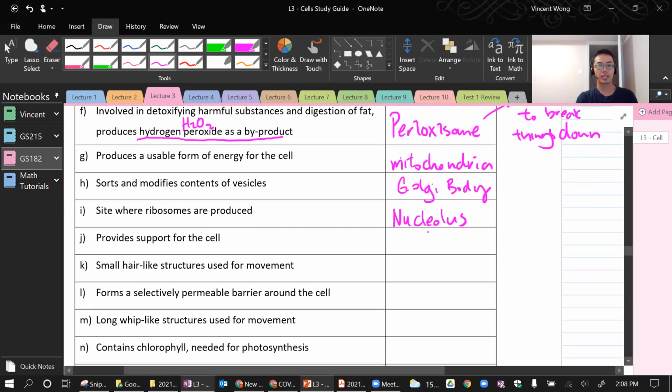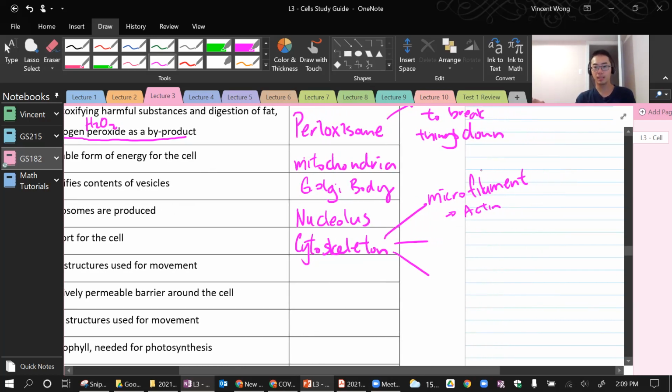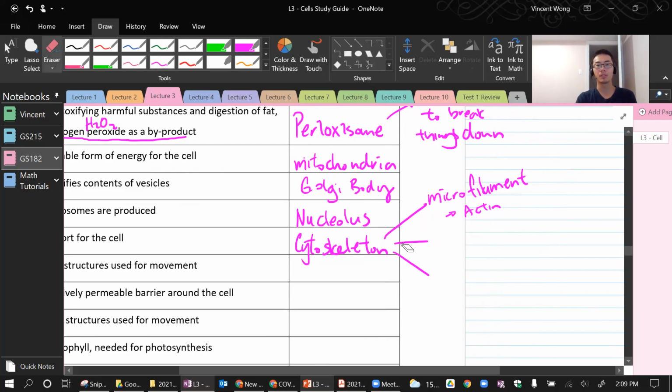Provides support for the cell. This is the cytoskeleton. There are 3 types of cytoskeleton that we talked about. I think it's at the end of the lecture. So there is the microfilament, and it's made up of something called actin, right? So this is used for cell movement. You have a lot of actin in the muscle. Muscle is basically made up of 2 proteins. One is actin, the microfilament. The other is myosin. They grab onto each other, and that's how you contract muscle.